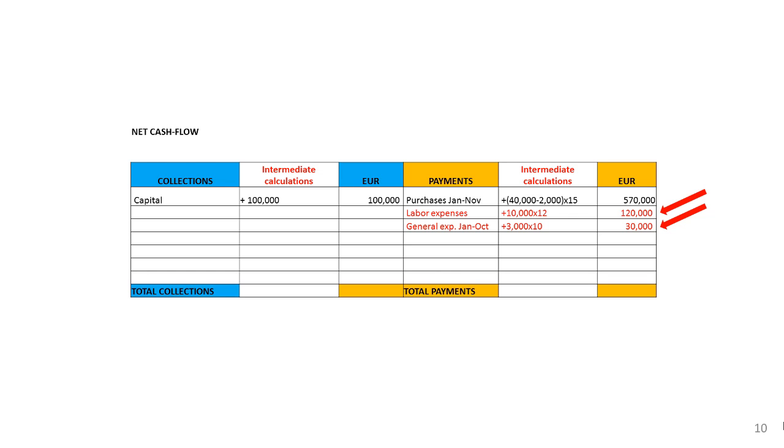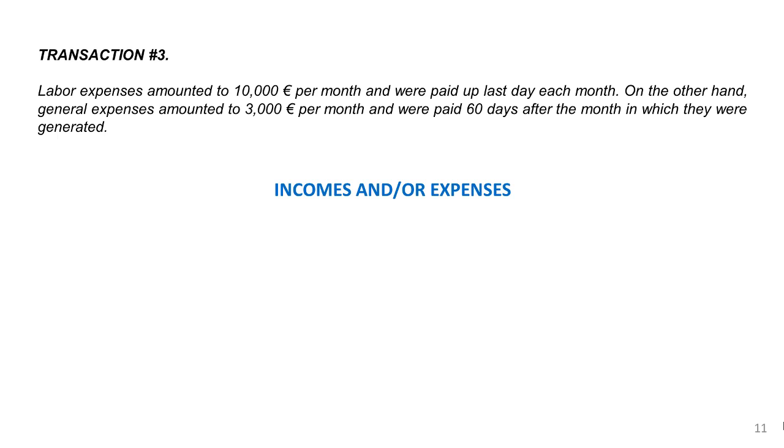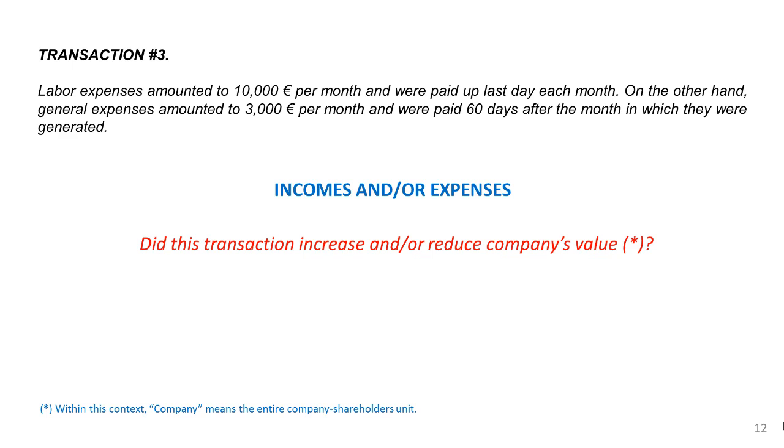We reflect now these payments on the cash flow table. We show also the intermediate calculations. We now search for possible incomes and expenses with regard to the labor and general expenses generated in 2016. If the company's value increases, or in other words, if Copen's wealth increases due to this transaction, we will be able to state that labor and general expenses generate incomes. On the other hand, if the company's value decreases, or in other words, if Copen's wealth decreases due to the labor and general expenses, we will be able to claim that this transaction involves expenses.